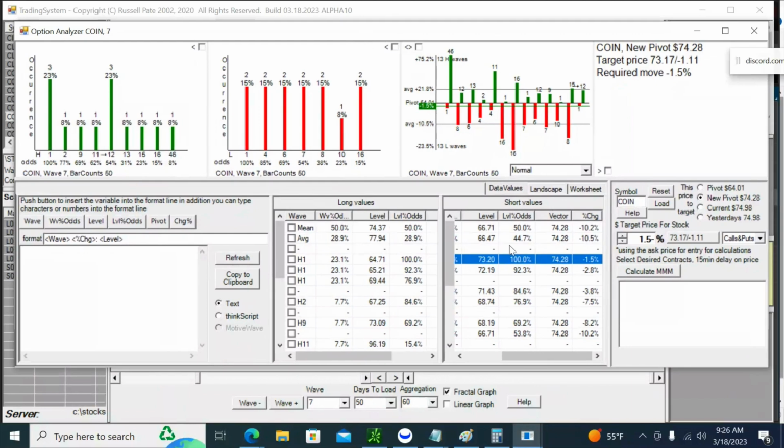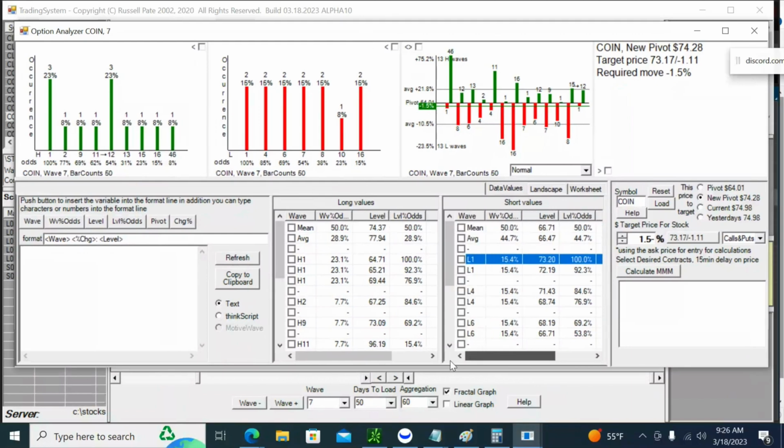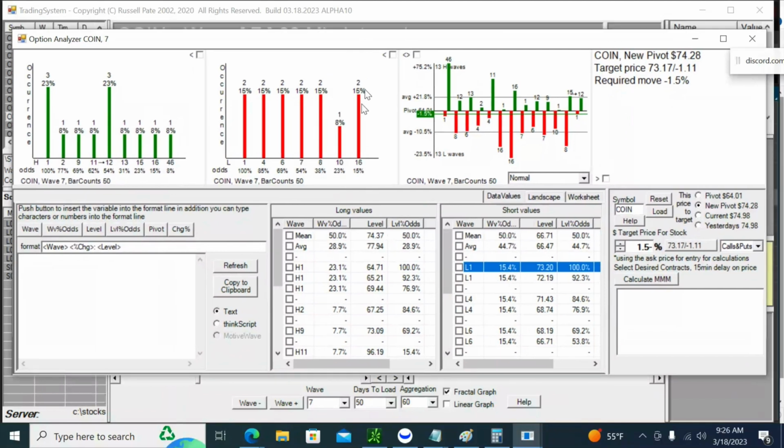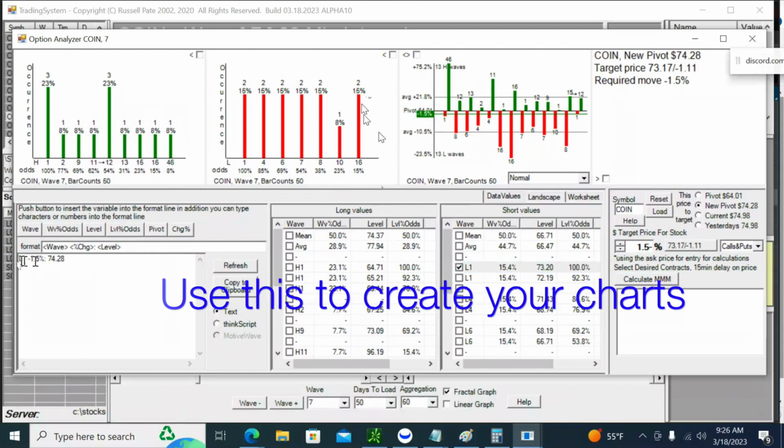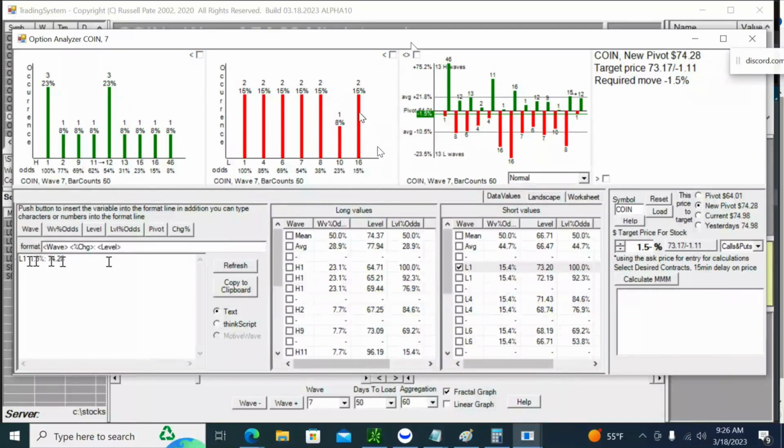Okay, so now that we know that, if we want to build a map of this to put into a trading program like Thinkorswim or Wave or whatever, basically click on it. It will build it over here on the left-hand side. So it builds our L1, 1.5, 74.28, and it follows this format up here. You can just type anything in here. You type in the format up here, both on the short side, on the L side, and the H side. It will format it however you tell it to.